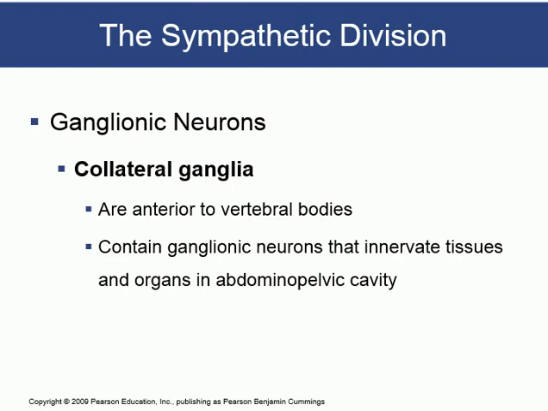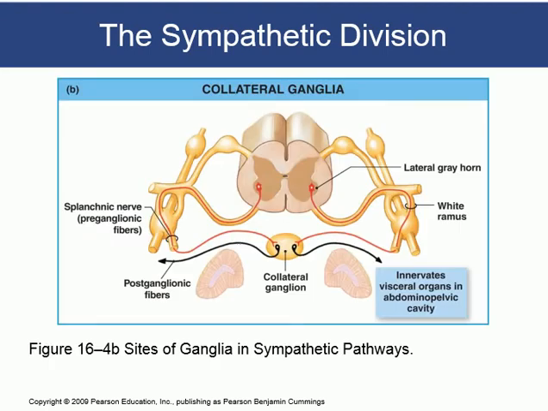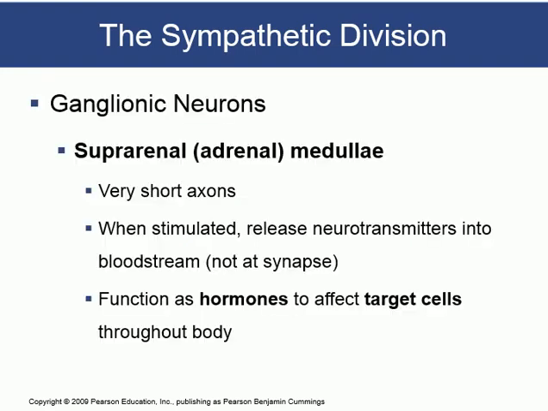And this will innervate the organs in the abdominopelvic cavity, and this is for the collateral ganglia. These are the collateral ganglia. See how it is one. Compare this: it is a pair, one on either side. This is the sympathetic chain ganglia, and this is the collateral ganglia. That's in front of the spinal cord, and it's only one.